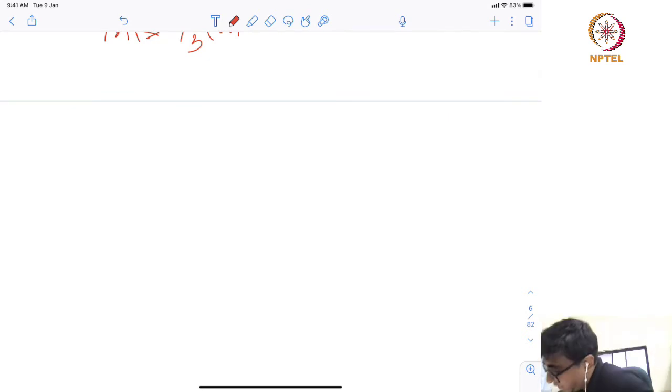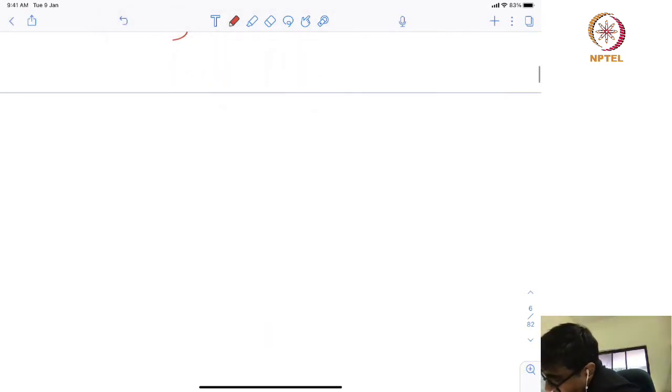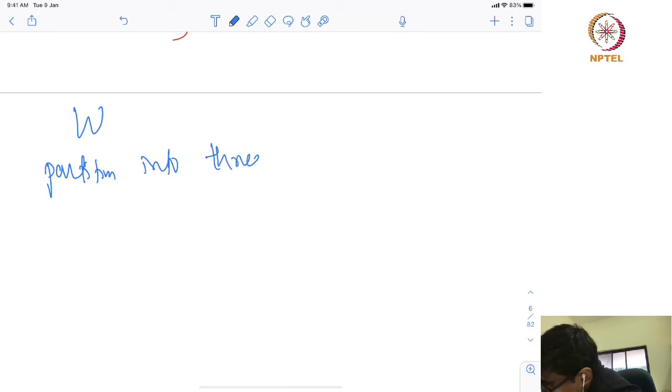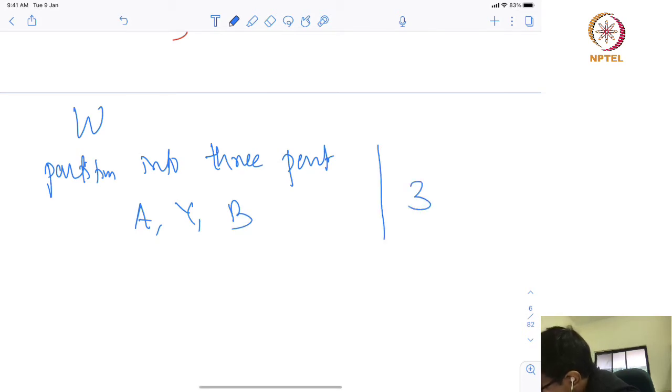So what our algorithm does at any point of time, it takes W, partitions into 3 parts, A, Y and B. And how many such partitions are there? 3 to the power 3k plus 4.